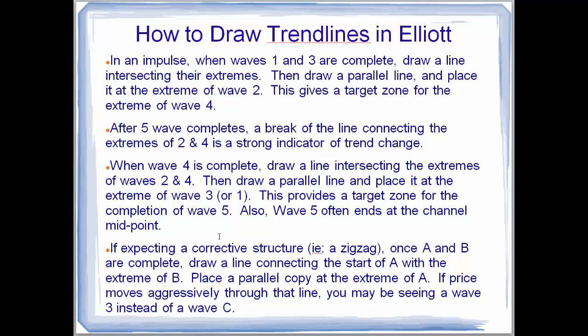If expecting a corrective structure, for instance, a zigzag, once A and B are complete, draw a line connecting the start of A with the extreme of B. Place a parallel copy at the extreme of A. If price moves aggressively through that line, you may be seeing a wave 3 instead of a wave C.